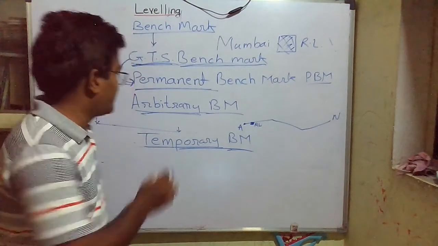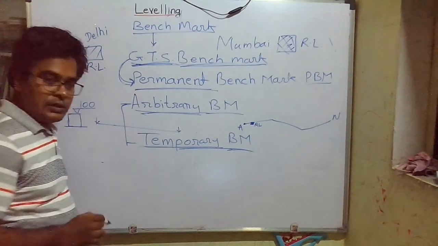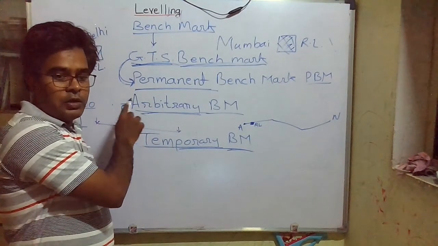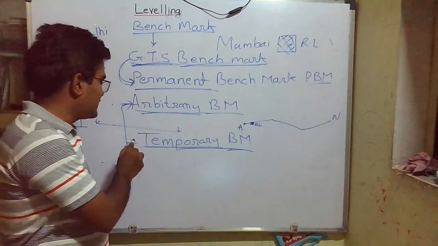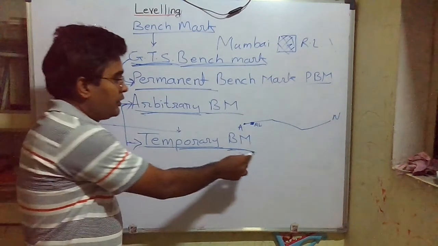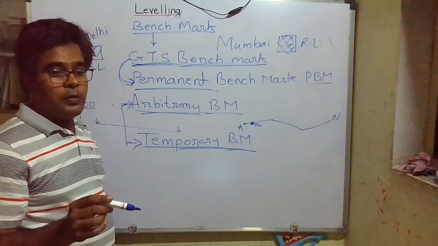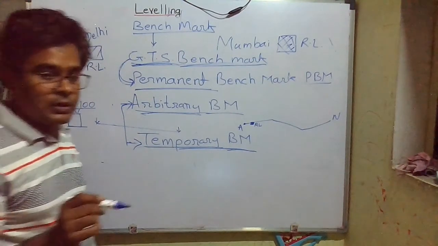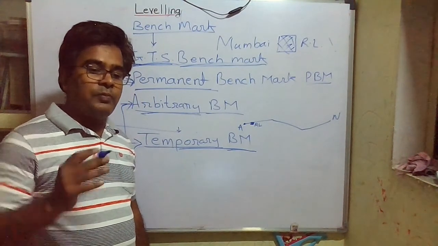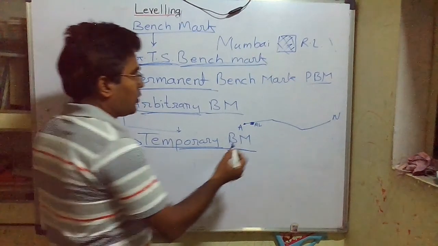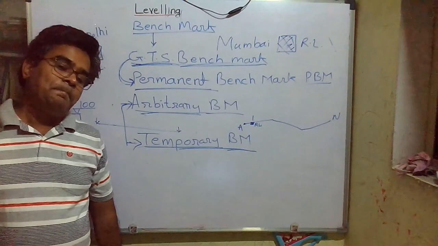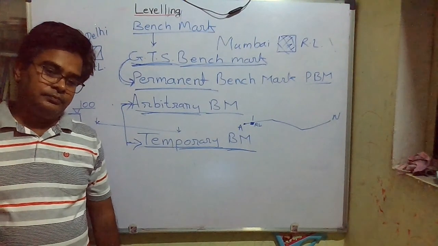Got it? What is the difference between an arbitrary benchmark and a temporary benchmark? This is an arbitrary assumed benchmark of some fixed point for a small work. And this is where, at the end of the day's work, we mark the RL of a point at some permanent location like the root of a tree or some culvert, so that from the next day we can start the work from that point. That point is called a temporary benchmark. Got it?